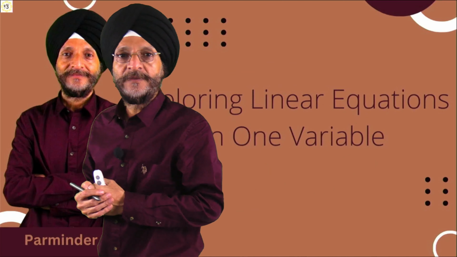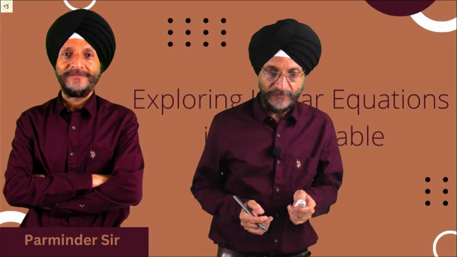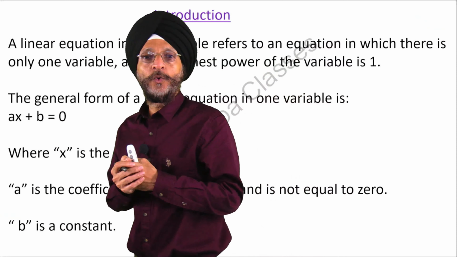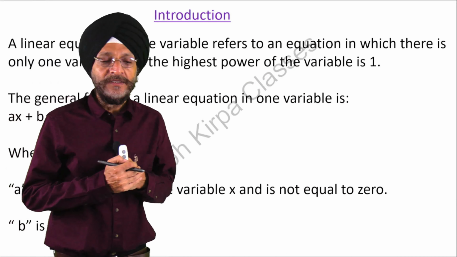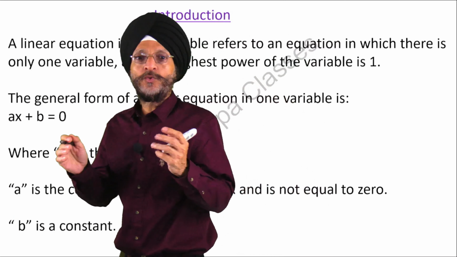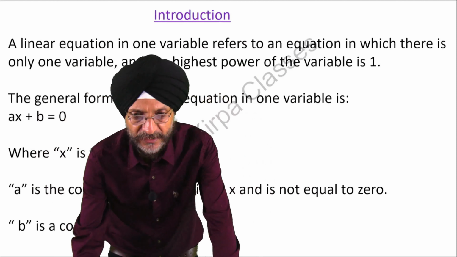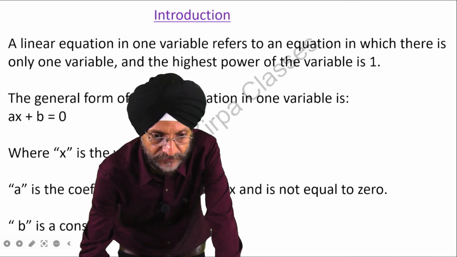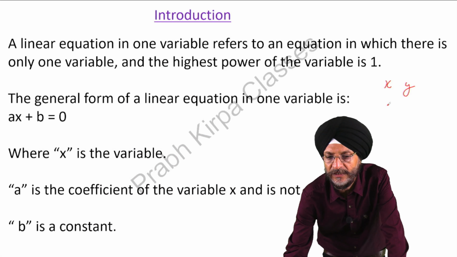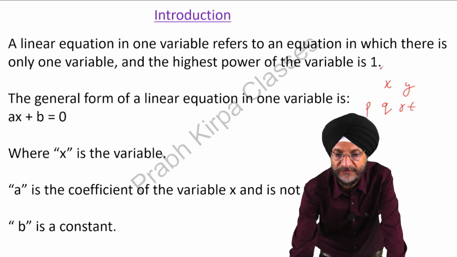Our today's topic is exploring linear equations in one variable. After going through this course, the students will understand that a linear equation in one variable refers to an equation in which there is only one variable. One variable means x or y or any other variable. It may be p, q, r or t, and the highest power of the variable is 1.